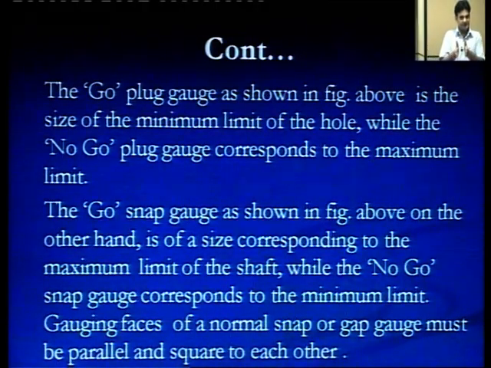Now, the go plug gauge, as shown in the figure, is the size of the minimum limit of the hole. I have already told you. While the no go plug gauge corresponds to the maximum limit. Similarly, the go snap gauge is of a size corresponding to the maximum limit, reverse, while the no go snap gauge corresponds to the minimum limit.